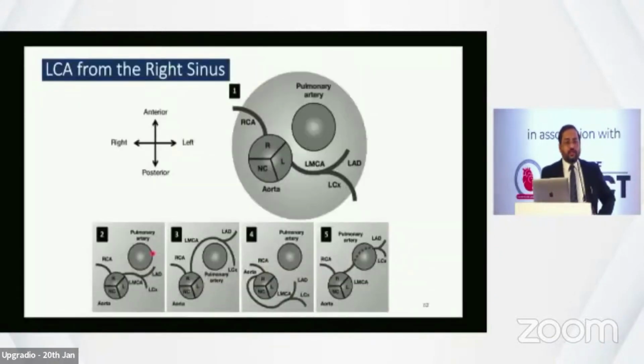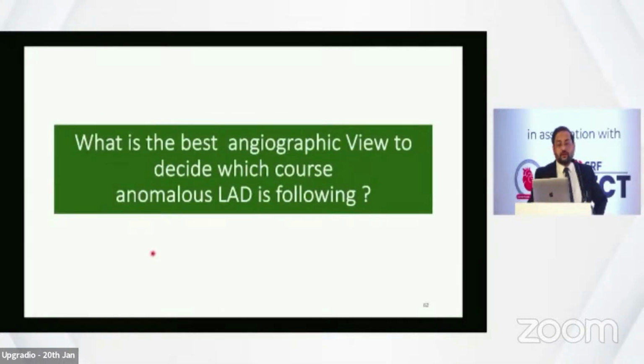Coming to the third anomaly, that is the left coronary artery from the right sinus. Now, unlike the anomalous circumflex and anomalous RCA, left artery is notorious. It can take any route. It can take a route that is anterior to the pulmonary artery. It can take a route between pulmonary artery and aorta. It can take a retroaortic route, and it can also take an intramyocardial route, the septal route, as it is called. Which is the best angiographic view to decide the course of anomalous LAD?